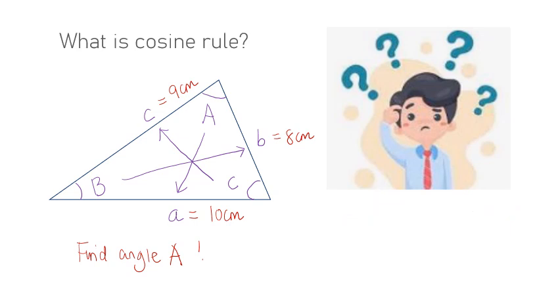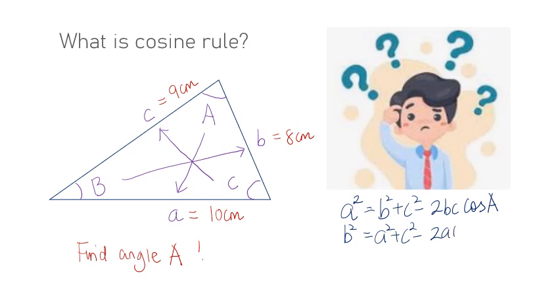Using this diagram, the cosine rule works this way. If I want to find the value for side a, this equals a squared equals b squared plus c squared minus 2bc cosine angle A. And if I want to find the value for side b, this equals a squared plus c squared minus 2ac cosine angle B. All right, so that's one way to remember it.